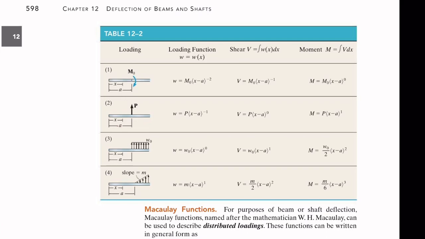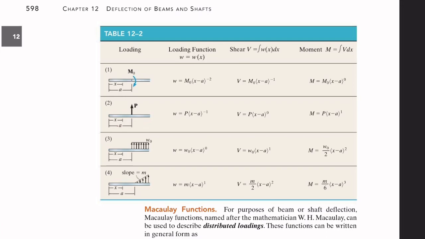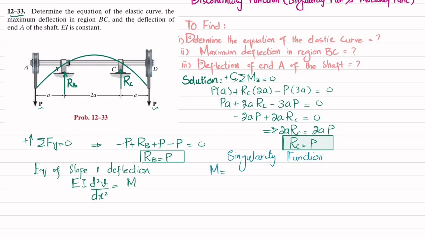So if we go to the book and check the second scenario, that is for a point load. If a point load P acts at a distance of a and x starts from this side, the moment equation will be this one: M is equal to P into x minus a. So note down this. Okay, so we have the equation, which was M is equal to P into the Macaulay bracket x minus a power 1.